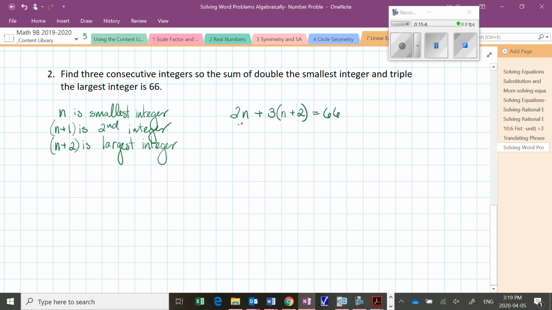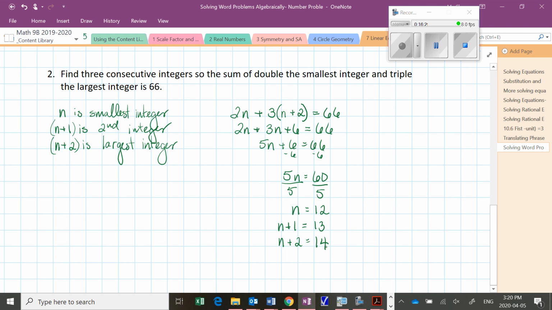Okay, so we're going to distribute that 3 in. So 3 groups of n plus 2 means we have 3n plus 6 is equal to 66. We'll combine our like terms on that left side. So 2n's and 3n's make 5n's plus 6 is 66. Subtract 6 from each side. So 5n is equal to 60, and then we'll divide both sides by 5, and n is then equal to 12. So we've solved our equation, and now we want to find our other unknowns. So n plus 1 is our second integer, which is 13, and n plus 2, or 12 plus 2, is then 14.